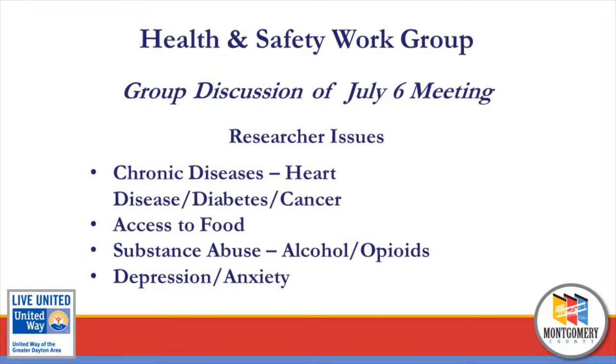We heard 4 of the 6 researcher issues that have been advanced. If you were here, you will recall that those 4 issues that we heard about and then discussed in small groups included chronic diseases, access to food, substance abuse, including both alcohol and opiates, and the last one, brain health, which also included depression and anxiety. We heard presentations on all 4 of those issues, and then we broke up into, I believe, 3 groups, and we talked about those in small groups.